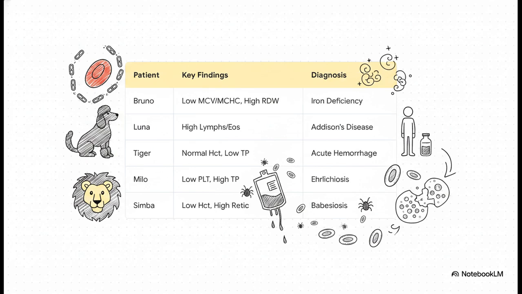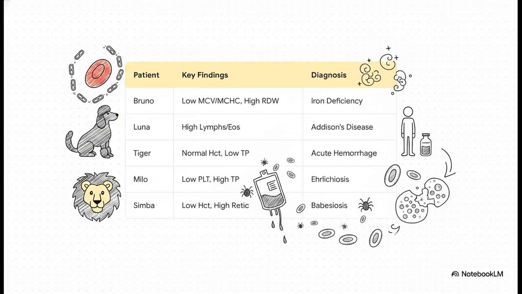Next up, Luna the poodle. She's collapsed, but her blood work shows high lymphocytes and eosinophils. The diagnosis? Addison's disease. Luna's dangerous lack of a stress leukogram, despite being in a critical state, is the absolute hallmark here.